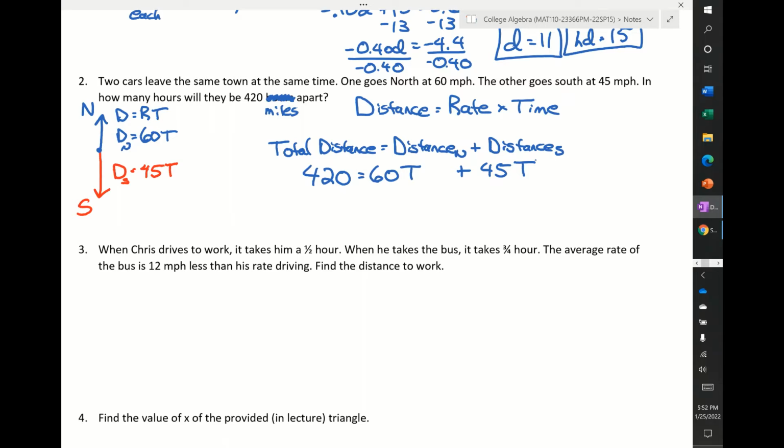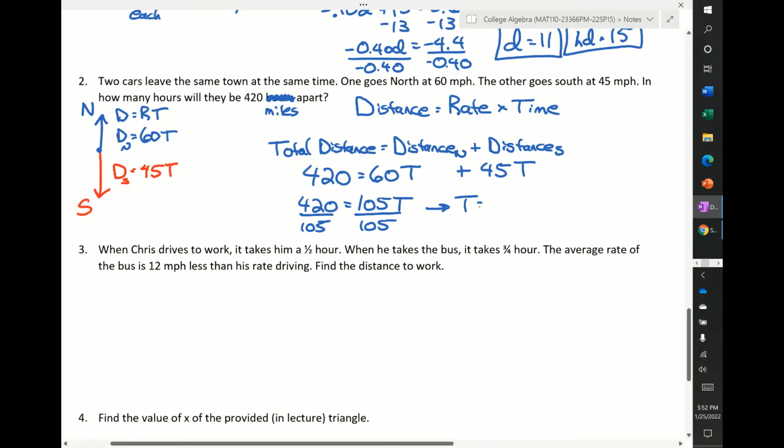Once you have it set up like this, combine our like terms. 60 plus 45 is 105. Divide by 105. 420 divided by 105 gives us a total time of 5 hours.